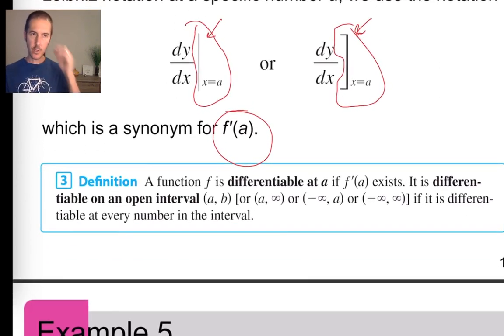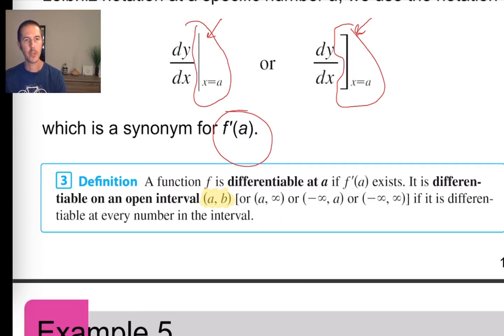And then we have a definition, so of course this is important because it's in its own little dedicated blue box. A function f is differentiable at a if f prime of a exists. Well, that's nice. It is also differentiable on an open interval. When I say open interval, I'm talking about this. It's an open interval because it has parentheses at either end. If it were a closed interval, it would have square brackets.